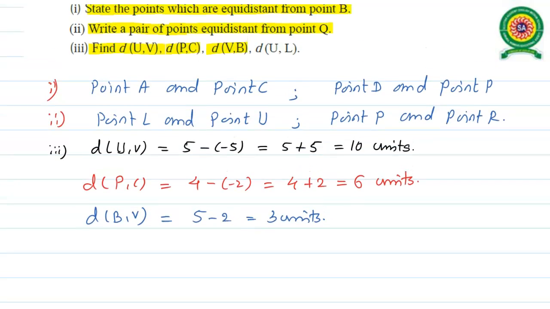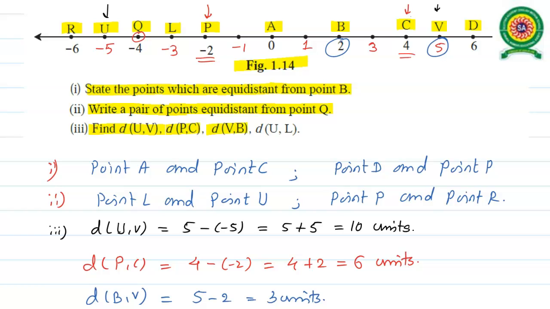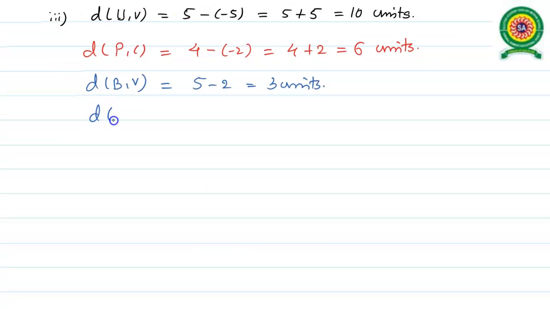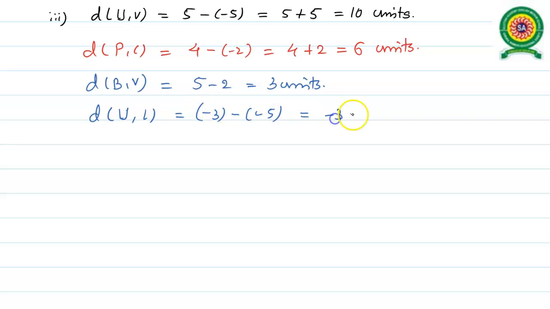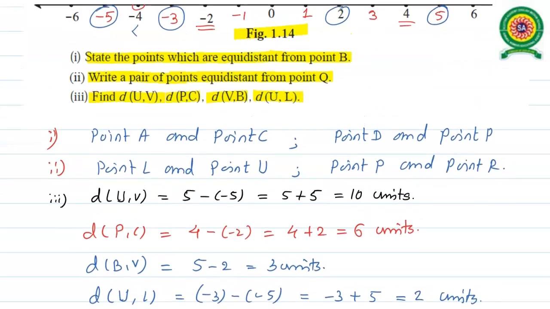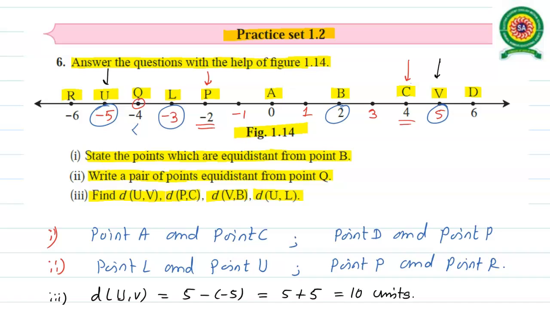Now look at the next one. We have to find the distance between point U comma L. U is at minus 5 and L is at minus 3. So minus 3 is greater than minus 5. So the distance between point U comma L is equal to minus 3 minus minus 5. So minus minus becomes plus. So minus 3 plus 5 gives us 2 units. So now here we have covered all questions from practice set 1.2. Thank you.